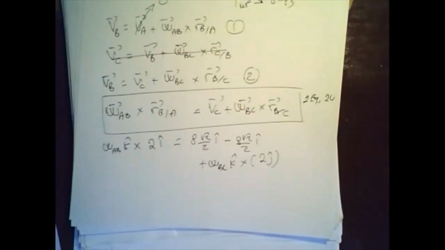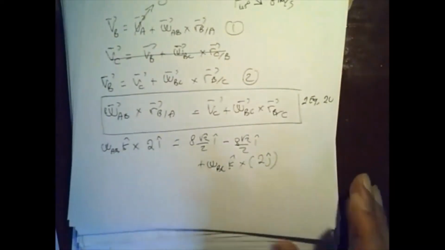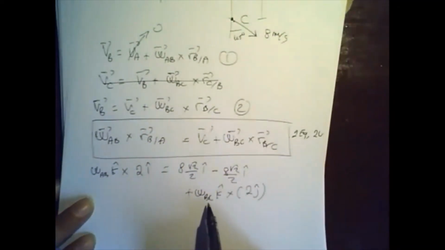Okay, guys. So how do I go from here? Okay, I think. Okay, guys, so this is what I have. So we were here. Omega BC K.